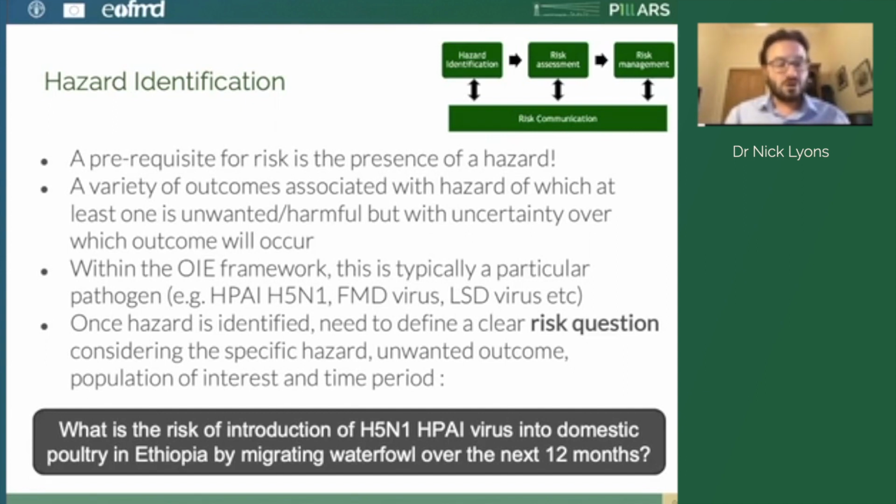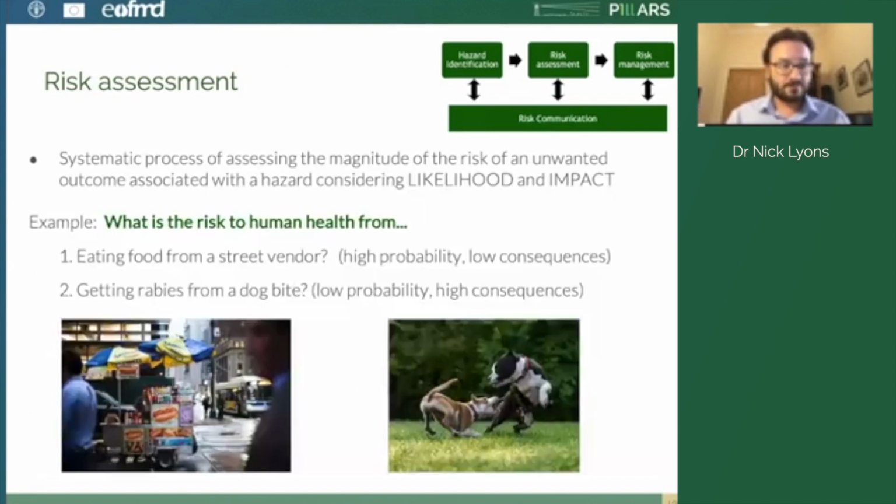So it gives you what your specific hazard is, which is the virus, and the population of interest, which is domestic poultry in Ethiopia, and the time period, which is the next 12 months. So it's a very clear question, very specific, and that's really needed when going to the next stage of your risk assessment, which is what we're going to discuss now. So the actual risk assessment stage.